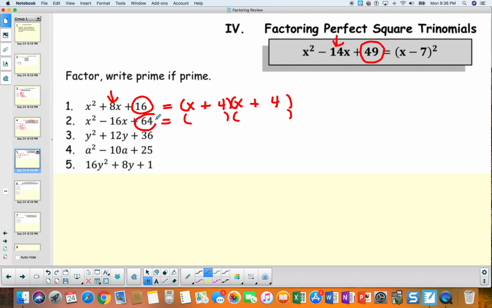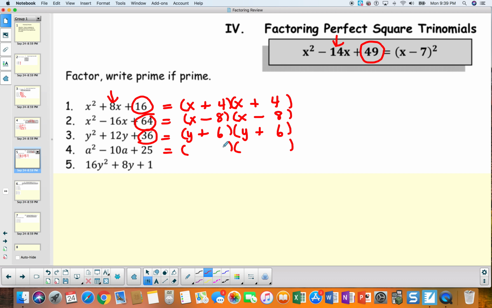Again, perfect square, 8, 8, x, x, and we want to get a negative 16, so both of these will have to be minuses. A negative times a negative is a positive. Again, this is a perfect square, and the square root is 6, and this is double that. So this is factoring a perfect square trinomial, 6 and 6, and we're going to want to use a plus because everything's positive here.